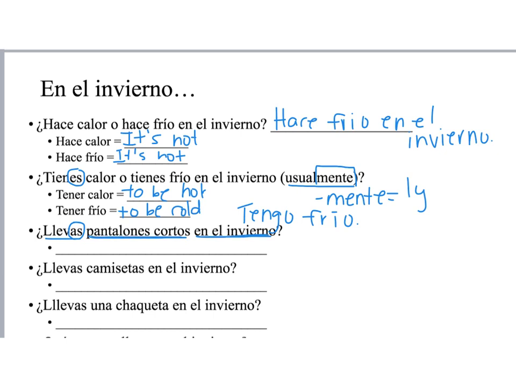Do you wear shorts in the winter? Well, you could answer that. I've seen some of you walk in our class with shorts in the winter, so you can be honest and say that you do. Or if you don't, I would never wear shorts in the winter. So you can answer based on your own preferences. So I would say no.